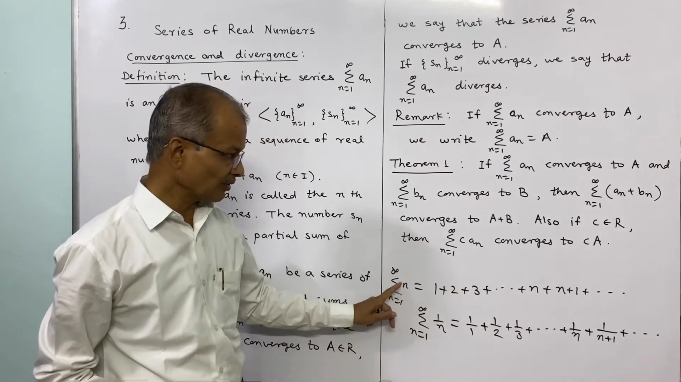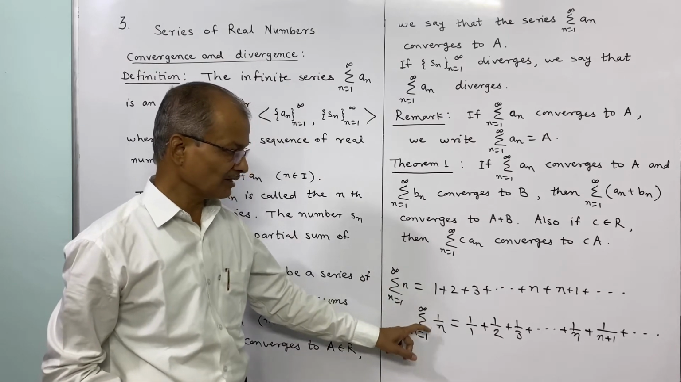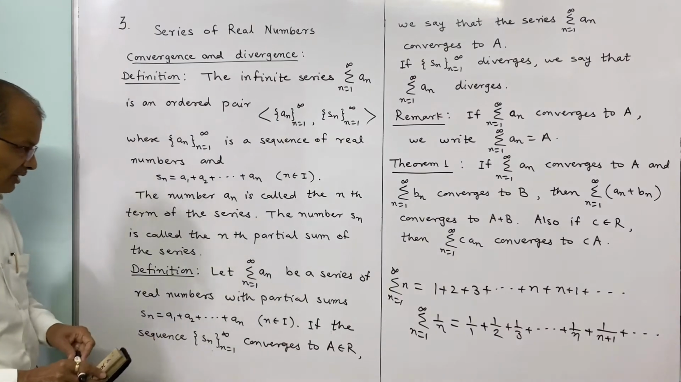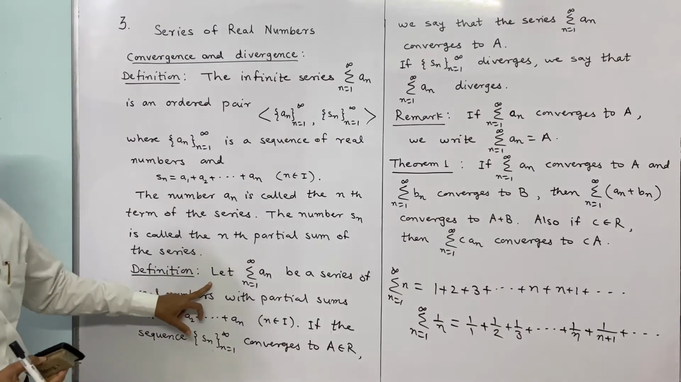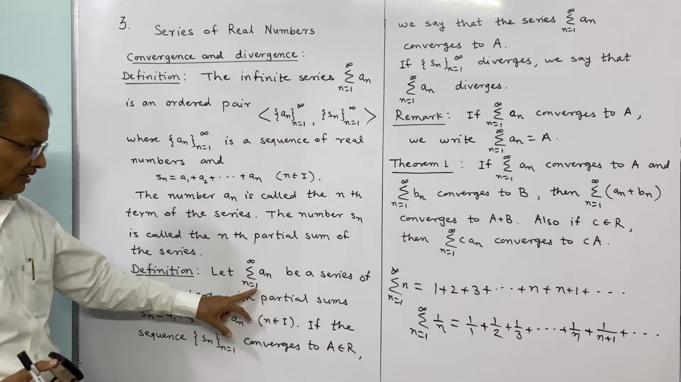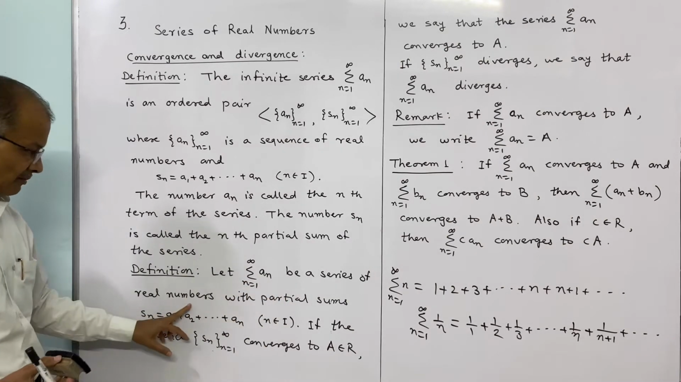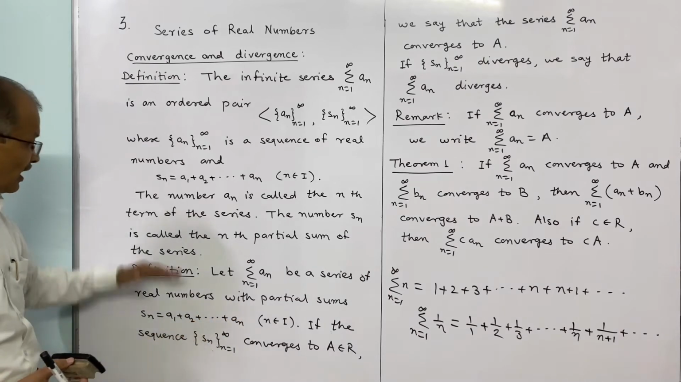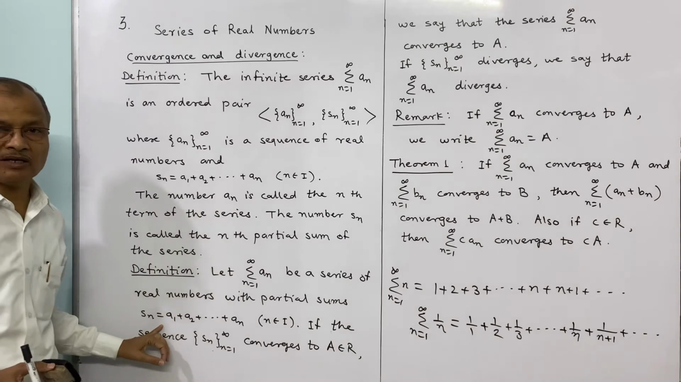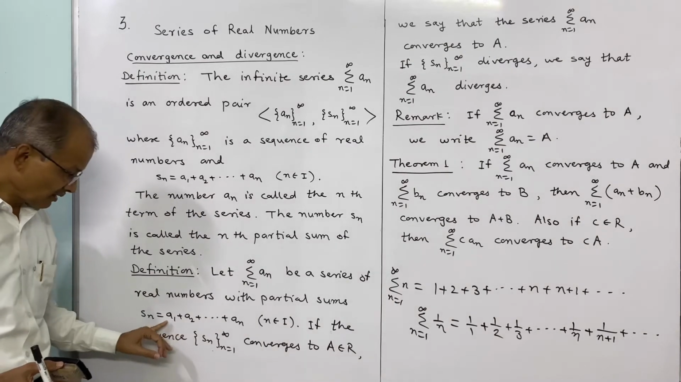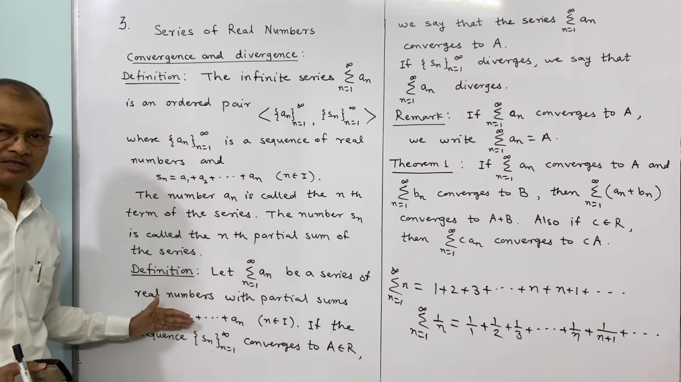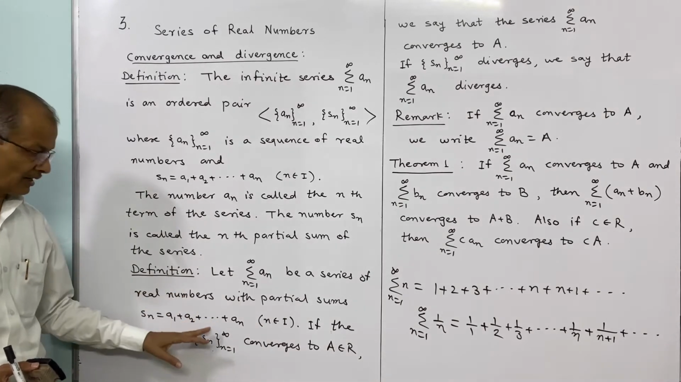n is the nth term of the first series and 1 by n is the nth term of the second series. Now here we have written the definition of convergence or divergence of series. Let summation an or sigma an be a series of real numbers with partial sums as above. We have defined the partial sum, denoted by Sn, meaning the sum of the first n terms, that is a1 plus a2 up to an, n belongs to I, and from this we can form s1, s2, s3, etc.